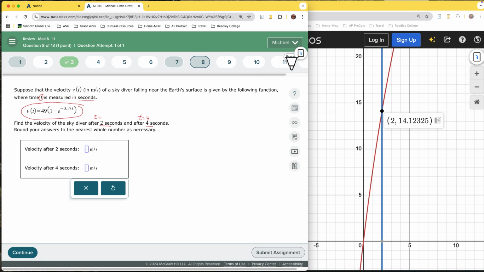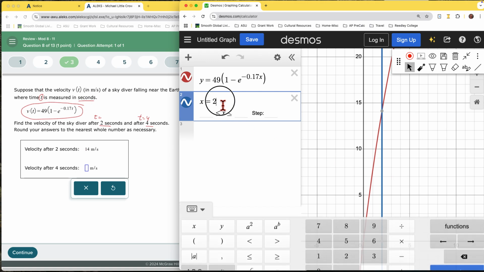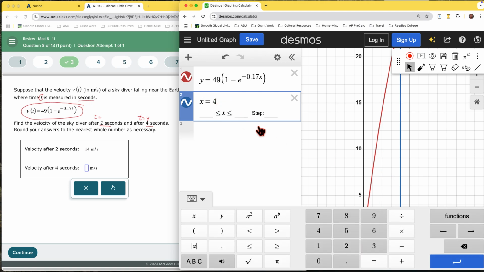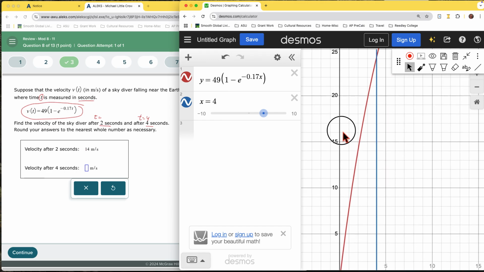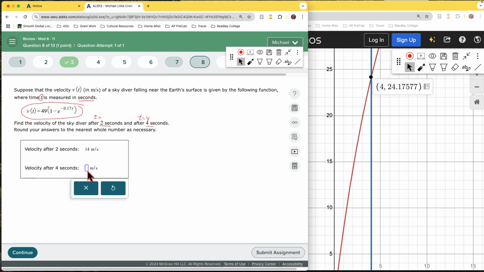I'm going to show you there's another way we can do this as well. We're going to get the same values, but you can take your choice. If we want to find out when x equals 4, we just change this to 4. And notice we're going to have to come up further, and we see the intersection. So if we click here, it gives us the intersection. When x equals 4, we get 24.17. So 24.1, that's going to round to just 24. So we have that there.